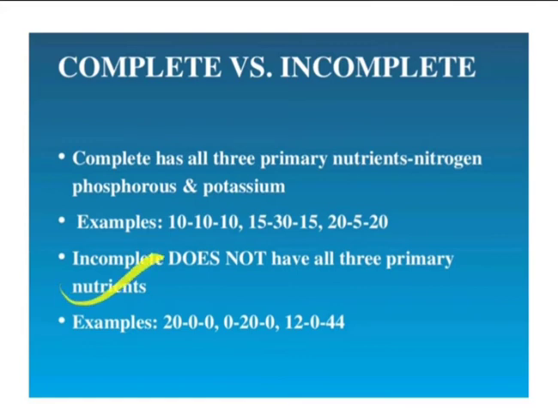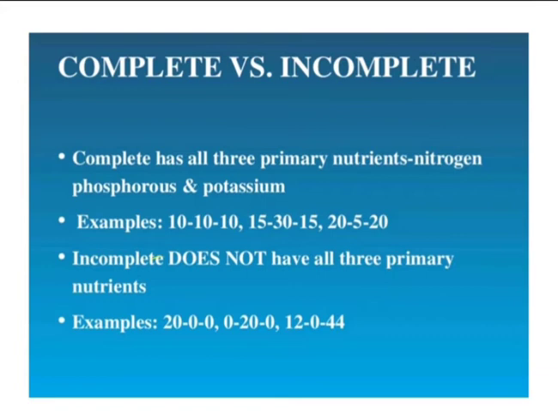And incomplete fertilizer means what? In some fertilizers, not all the macronutrients are present, but only one or two of the elements or macronutrients are present, not all three. That's why an example is written here: 20-0-0 means nitrogen is 20% and the remaining nutrients, potassium and phosphorus, are absent.